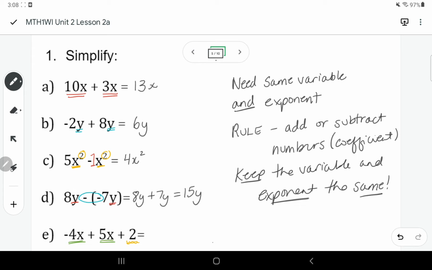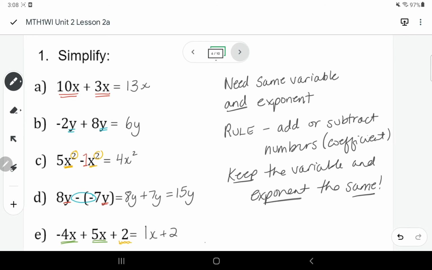So here I can say negative 4x plus 5x. I'm going to add the coefficients. Negative 4 plus 5 is 1, and keep the variable and exponents the same. So that's an x, but I still have plus 2. We might still have more than one thing, and that's okay. We'll do a few more examples here.